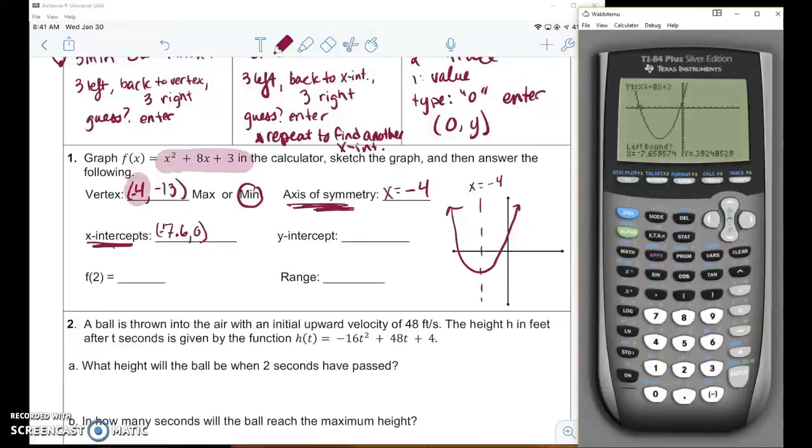To find the second x-intercept, I follow the same process. Second, trace, 0. And I'm going to go all the way to my root. There it is. 3 to the left, 1, 2, 3. Enter. Back to the root. 3 to the right, 1, 2, 3. Enter. Guess. Enter. And I get that my second x-intercept is the point -0.39, 0.